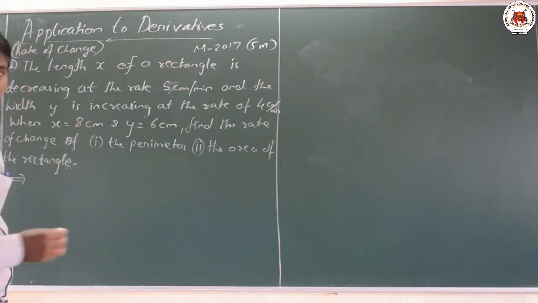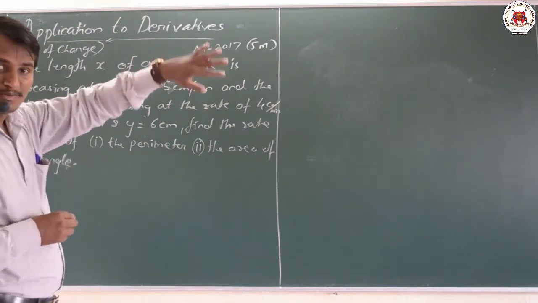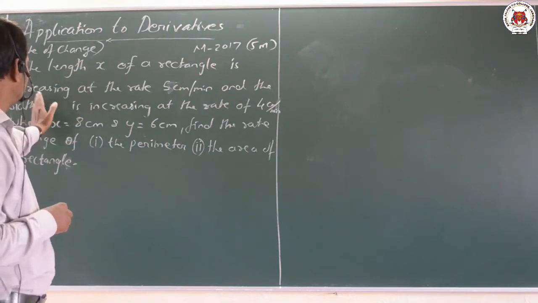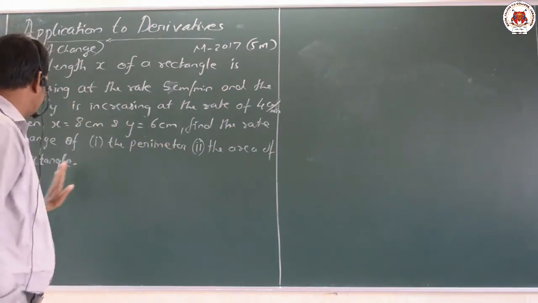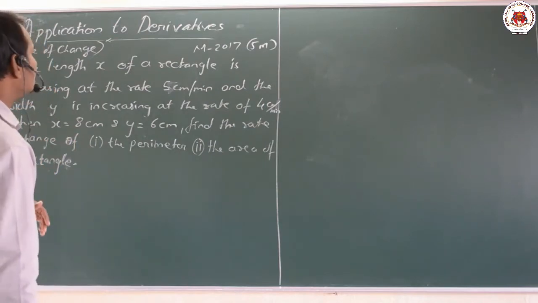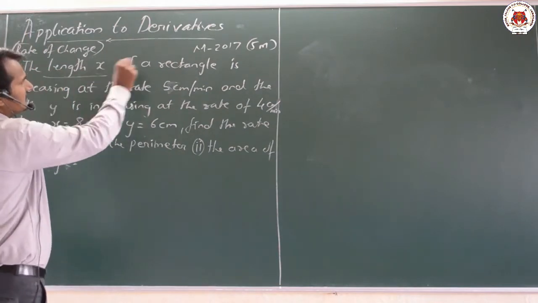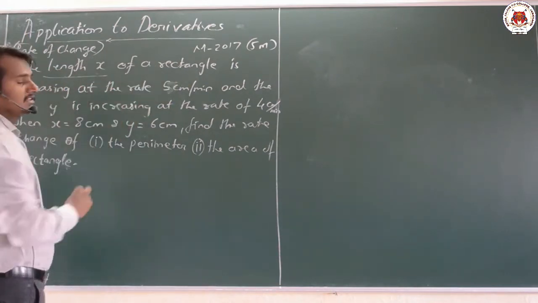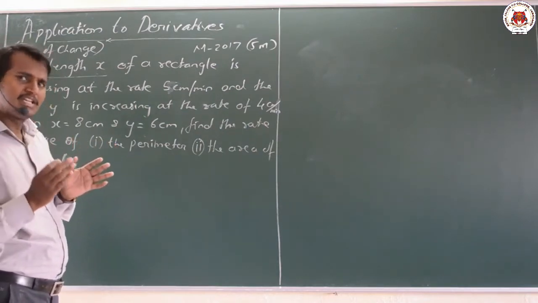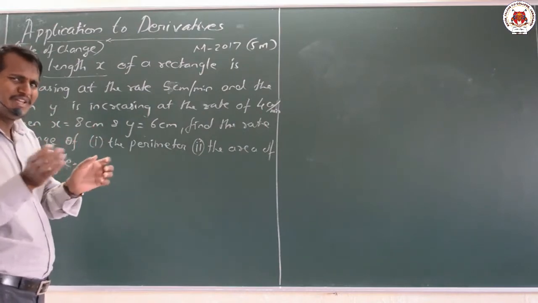So find the rate of change of the perimeter. The perimeter of the rectangle is 2 into x plus y, if you are taking x as length and y as breadth, width, and the area of the rectangle is given by x into y, that is length into breadth. Now what is the given data? The length x of the rectangle is decreasing. Rate of change doesn't mean only increasing, it may decrease also. Rate of change means a displacement, that's all.